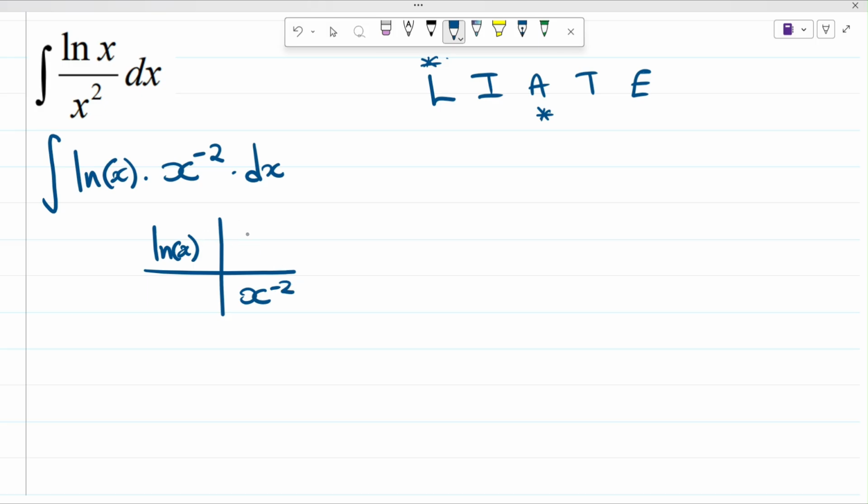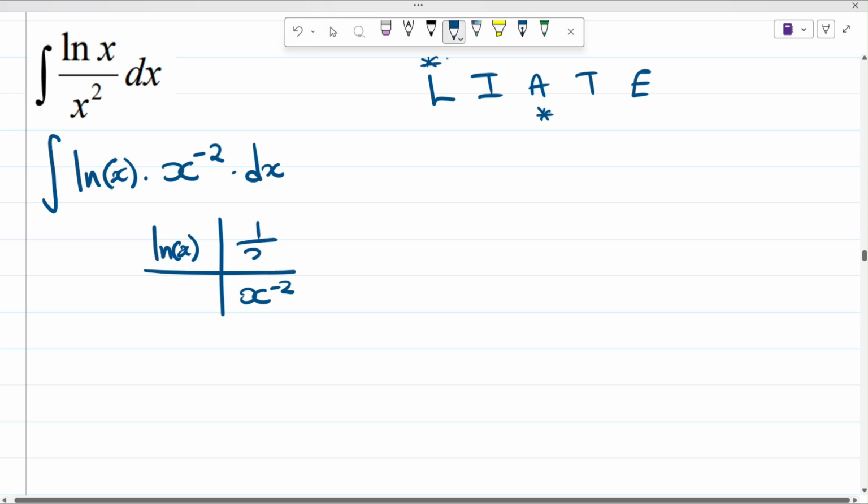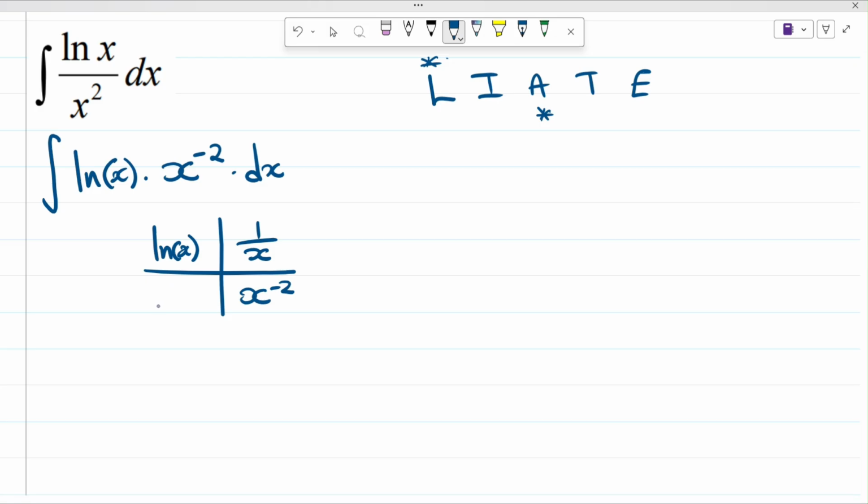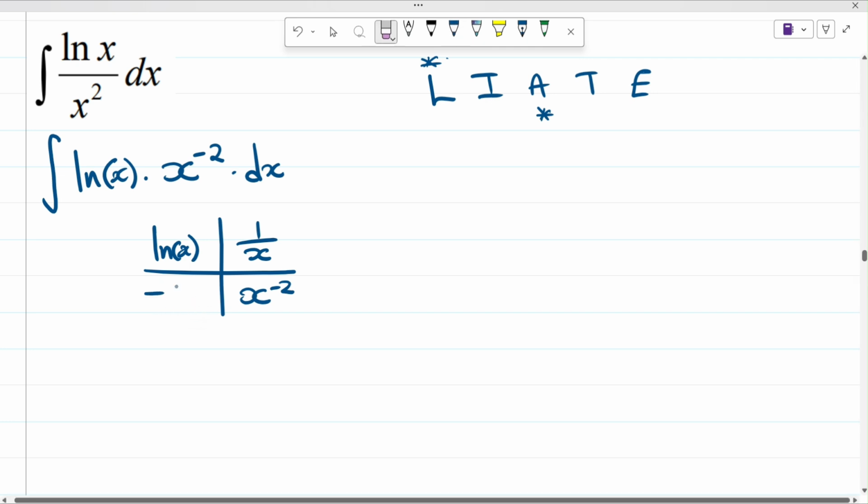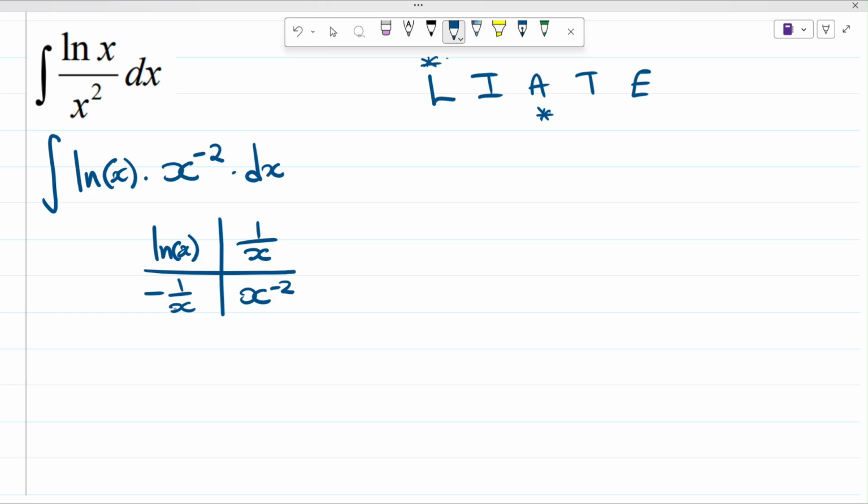Then I differentiate my ln of x. Of course, this is going to be just 1 over x, and then I integrate x to the power -2. It's going to become -1 over x, isn't it? Yes, it is -1 over x, because we add 1, we divide by -1, and that's it. So we have -1 over x for that question.